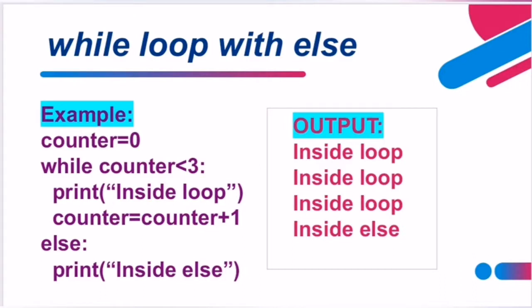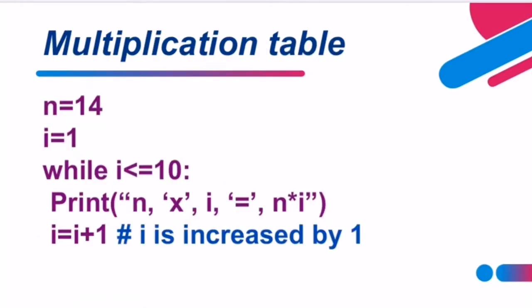And then it will print inside else. So here you can see the output of this program is inside loop, inside loop, inside loop, 3 times inside loop, and then inside else. So the last time it will print inside else. Here we use the counter variable to print the string inside loop 3 times. On the fourth iteration, the condition in while becomes false, so the else part will execute and the print statement inside else will print. Now one more example, a multiplication table.